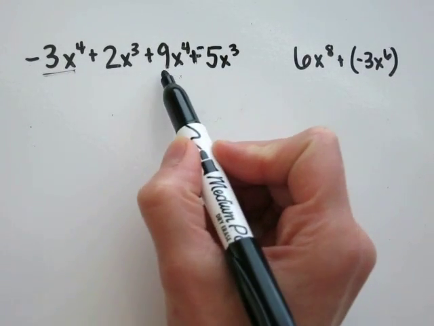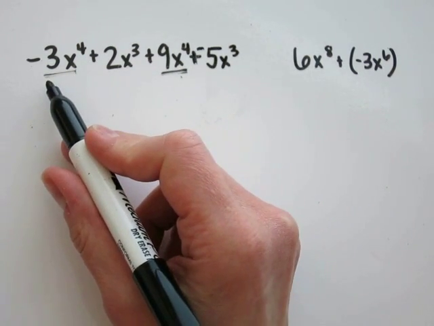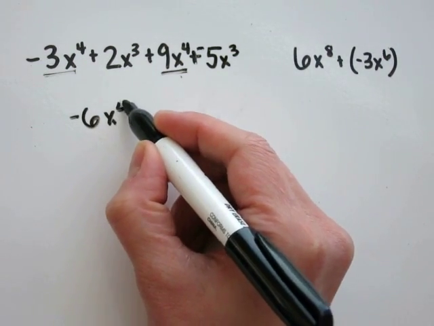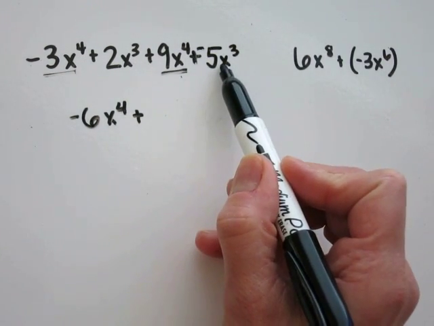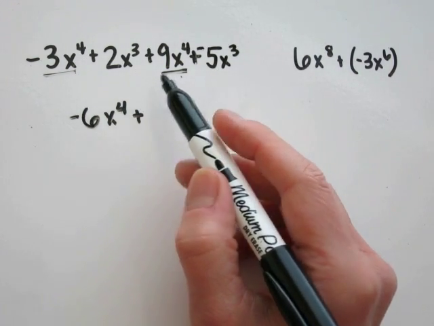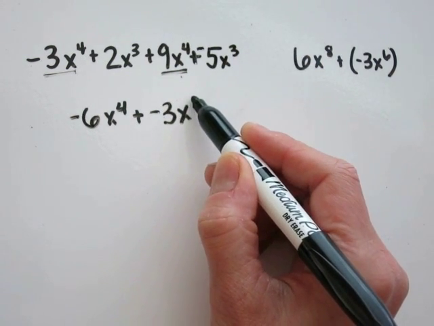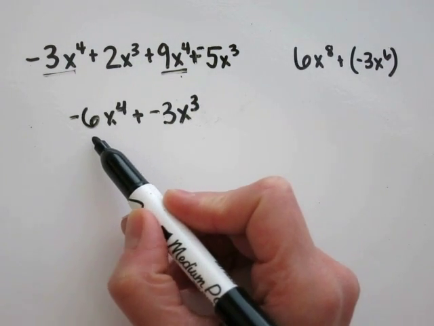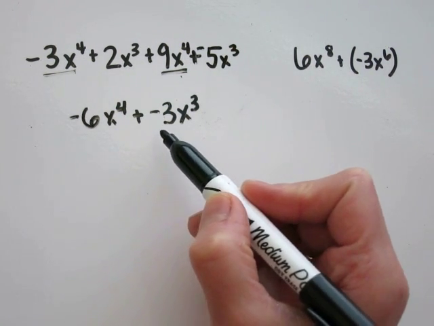I have negative 3x to the fourth power and 9x to the fourth power. So negative 3 plus 9 is 6. Keep the x to the fourth power. Now I have a 2x to the third power and a negative 5x to the third power. So combine those. 2 plus negative 5 is negative 3, and that will remain x to the third power. This is the simplified expression, 6x to the fourth power plus negative 3x cubed.